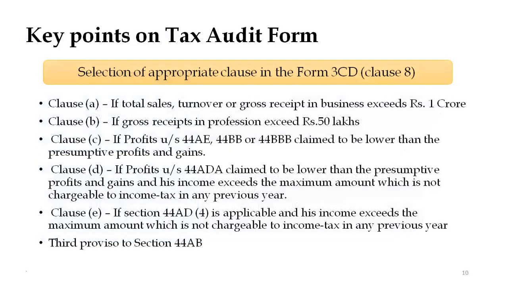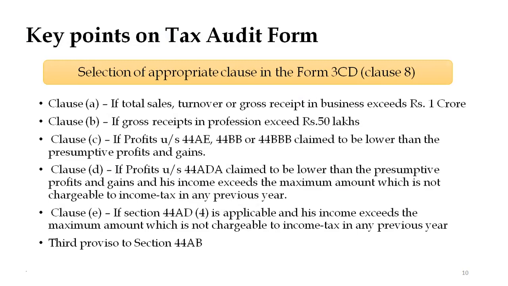Next we have, what is the appropriate clause? हमें टैक्स ऑडिट रिपोर्ट में क्लॉज 8 में ये मेंशन करना होता है कि हम कौन से क्लॉज में ऑडिट कर रहे हैं. So in that we have 5 clauses that we have discussed: कि business की turnover exceeds 1 crore है, profession की receipts 50 lakh से exceed हैं, या जो 44AD, 44ADA, 44BB में आप lower than that minimum profit दिखाना चाहते हैं, 44AE. Those 5 clauses we have discussed.